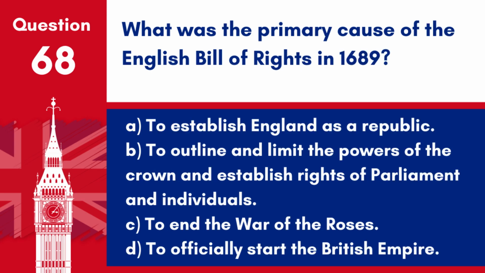Question 68. What was the primary cause of the English Bill of Rights in 1689? A. To establish England as a republic. B. To outline and limit the powers of the Crown and establish rights of Parliament and individuals. C. To end the War of the Roses. D. To officially start the British Empire.